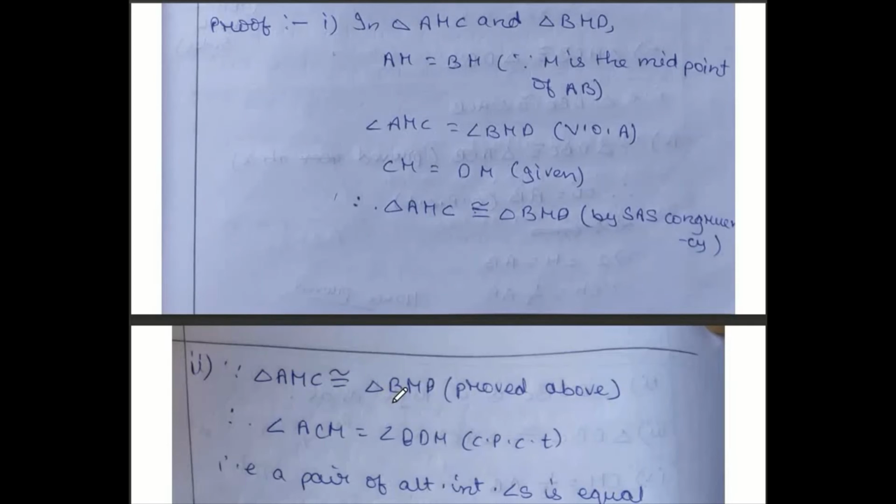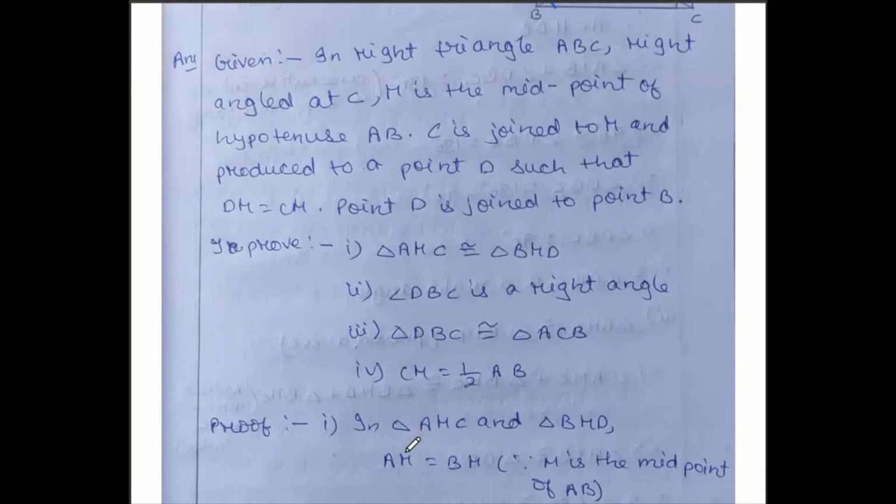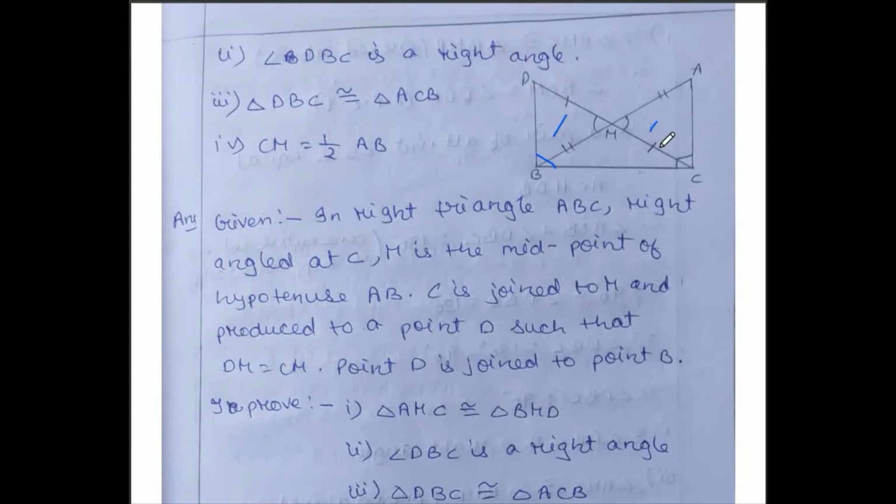So since both the triangles are congruent, angle ACM and BDM, this is your B, so I hope you can understand, ACM and BDM both are equal by CPCT. Look at the figure, ACM, this angle, and BDM, this angle, both are equal. Since both the triangles are congruent, this and this both are equal by CPCT, and both the angles are alternate interior angles, so lines are parallel to each other.